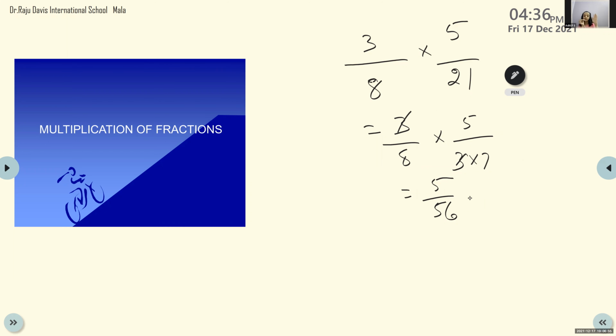Ma'am, can I say how I did it? Yes. Ma'am, I wrote 3 by 2 into 2 into 2 into 5 by 3 into 7. There is no common term. You can write it, but then you should multiply again. Instead of that, you see which terms in the numerator will get cancelled. If it is there, you write it. Otherwise, no need of writing it.